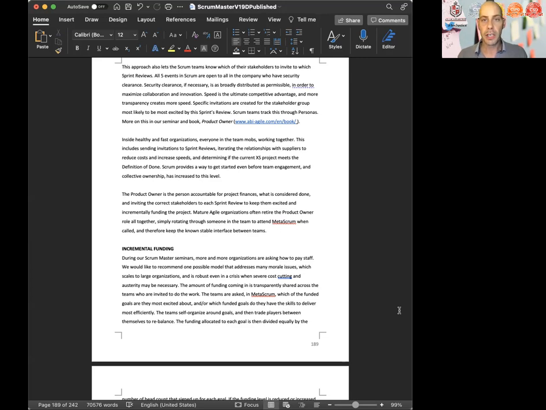Specific invitations are created for the stakeholder group most likely to be most excited by this sprint's review. Scrum teams track this through personas.